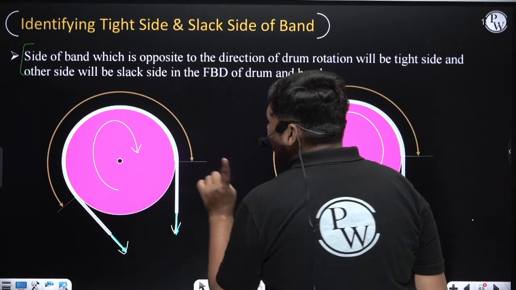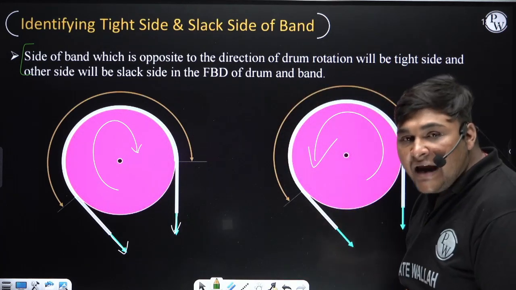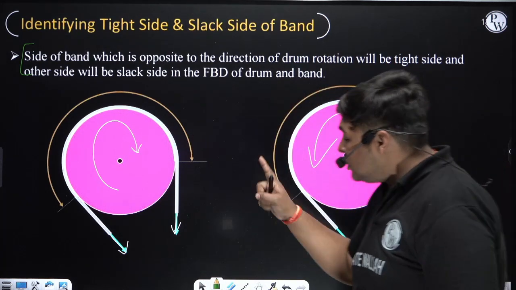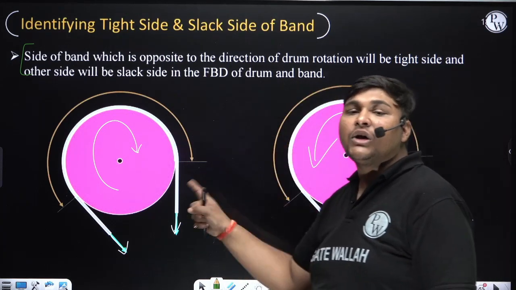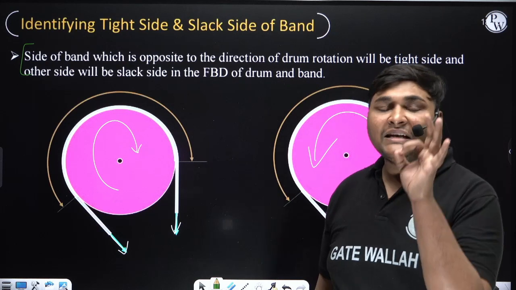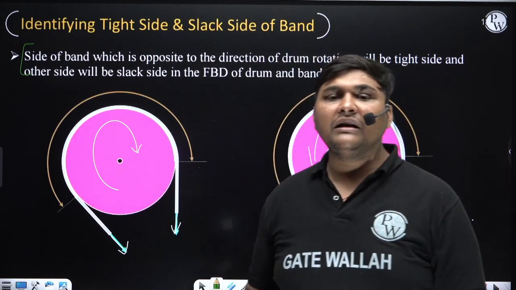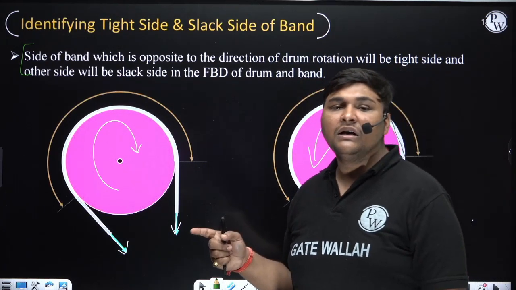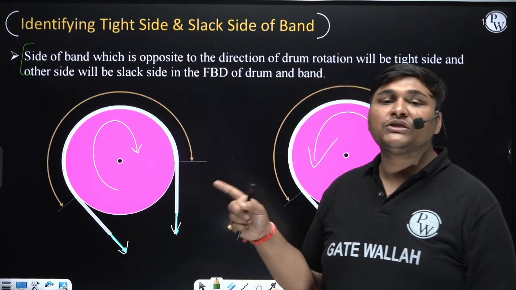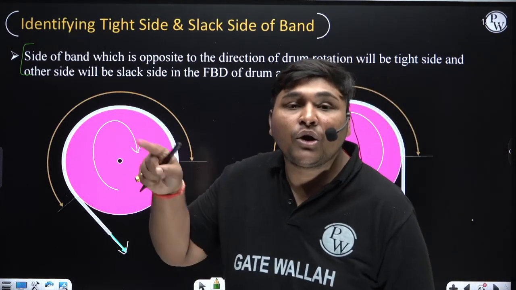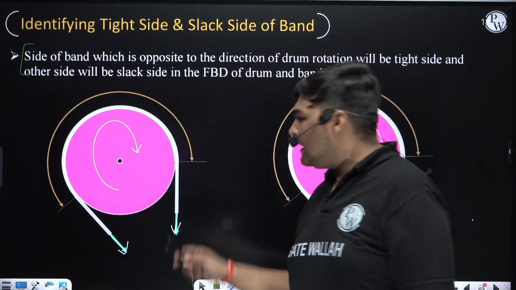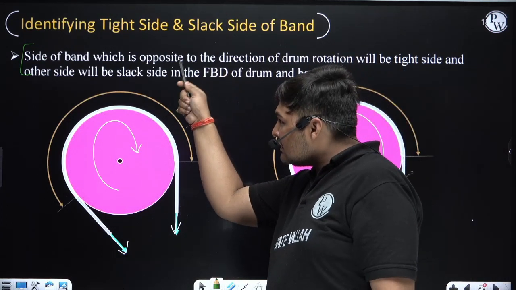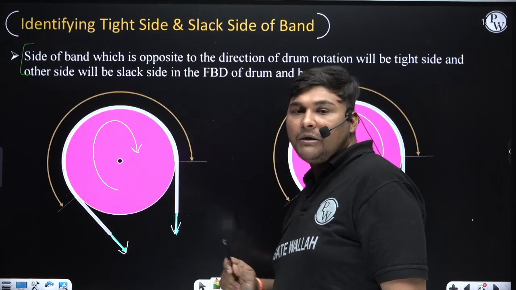In the combined ability of drum and band, the side of the band whose direction of tension is opposite to the direction of rotation of the drum will be the tight side, and the other side will be the slack side. Other side means the side whose direction of tension is the same as the direction of velocity of the drum; that side will be the slack side. Okay, I will explain this written line in this example.